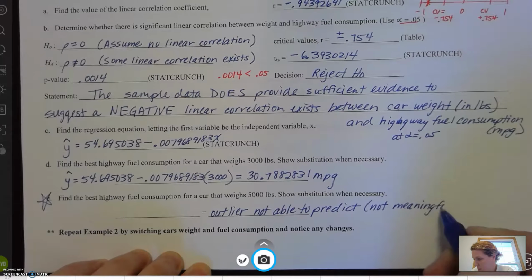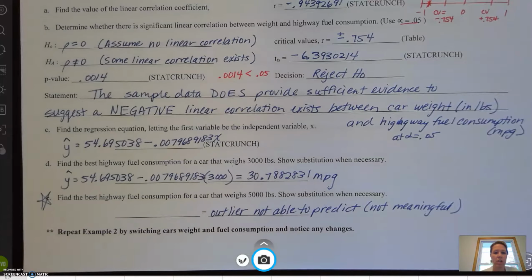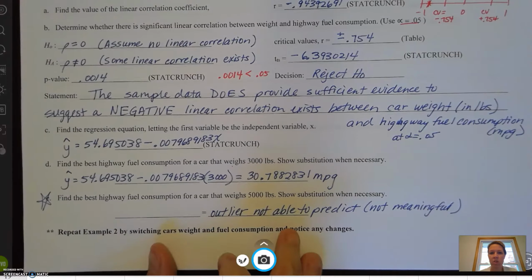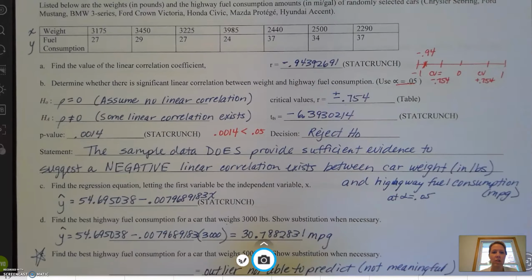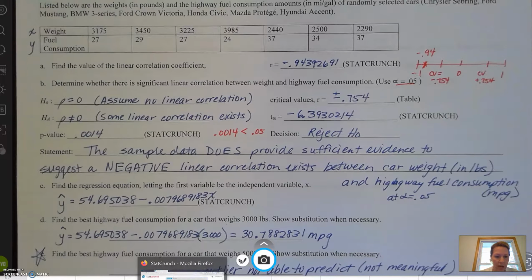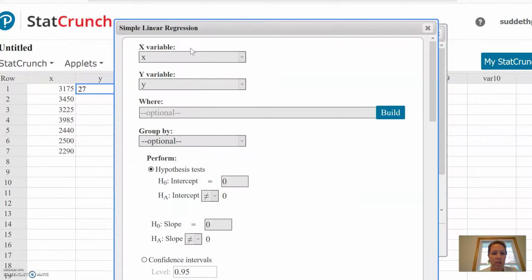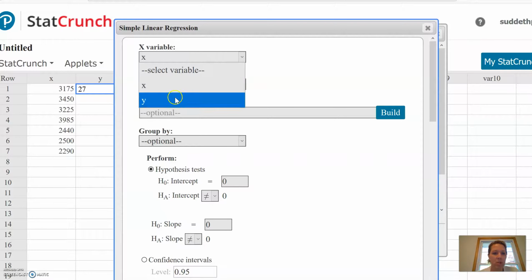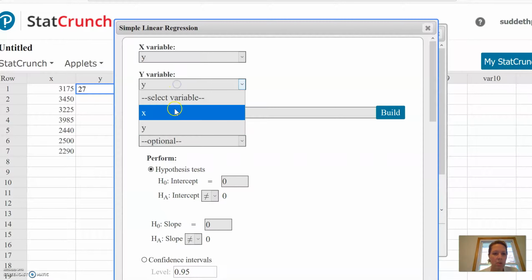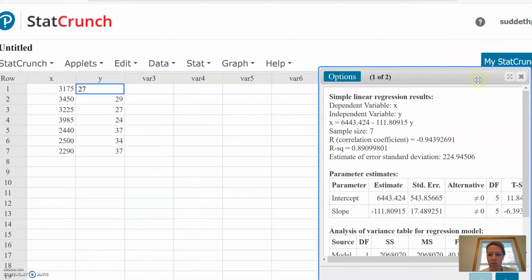And the last part says, repeat example 2 by switching car's weight and fuel consumption and notice any changes. So what we're going to do is we're just going to go ahead and look at this quickly in StatCrunch. So let me pull that up again. And all I'm going to do is I'm not going to just type in the X and Y columns. I'm going to go under Options and Edit. I'm going to switch the X and Y columns here. So in the X variable, I'm going to choose Y, and in the Y variable, I'm going to choose X and hit Compute. And let's notice maybe some of the differences here.